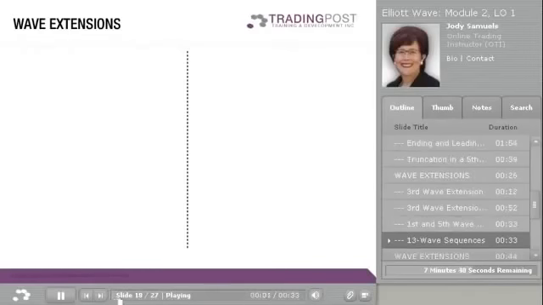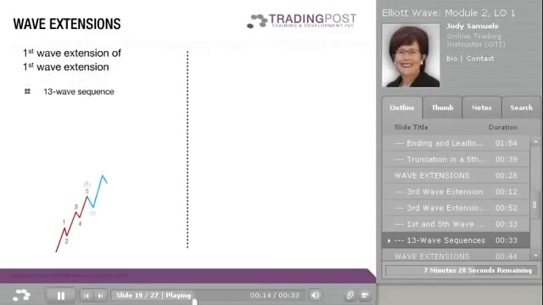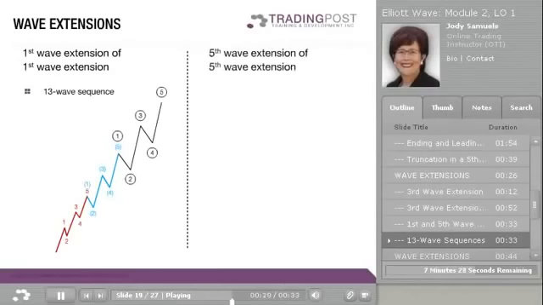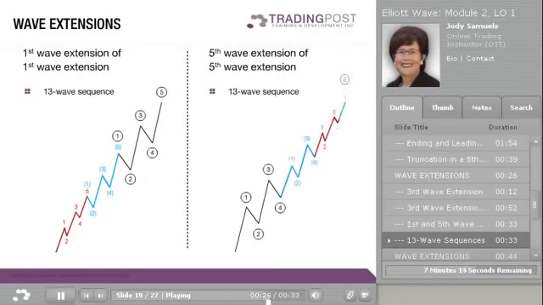In this example, waves 1 and 5 extensions occur as 13-wave sequences. The first example is a first wave extension of a first wave extension. Note how the 5-wave sequence seems to go on and on. The second example is a 5th wave extension of a 5th wave extension. Wave 5 seems to go on and on. It is important to understand extensions so as not to call the end of a 5-wave sequence prematurely.